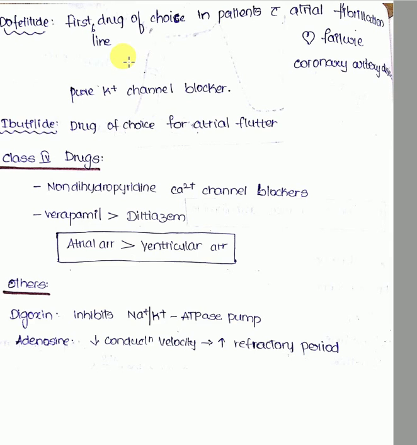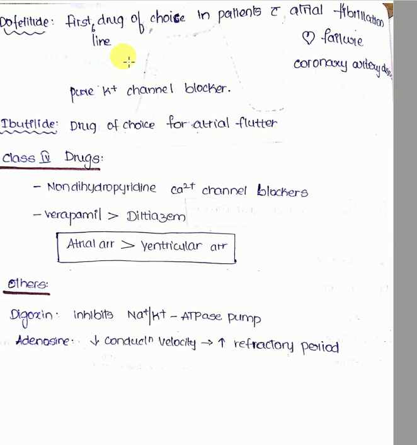Ibutilide is also a drug of choice in case of atrial flutter, whereas dofetilide shows action in case of atrial fibrillation. These are the class 3 drugs, and the main drawback of class 3 drugs is ventricular tachyarrhythmia, torsades de pointes. And coming to class 4 drugs, those are the calcium channel blockers.